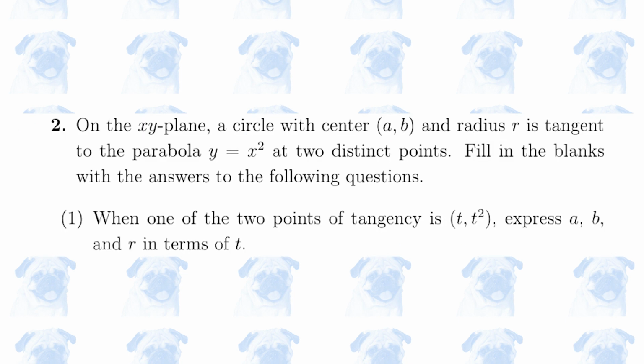Section 2, number 1. So we have y equals x squared, and there's a circle inside the parabola, and we need to express a, b, and r in terms of t. So first of all, because the parabola is symmetric with respect to the y-axis, the x-coordinate of the center of the circle must be 0. So a must be 0.